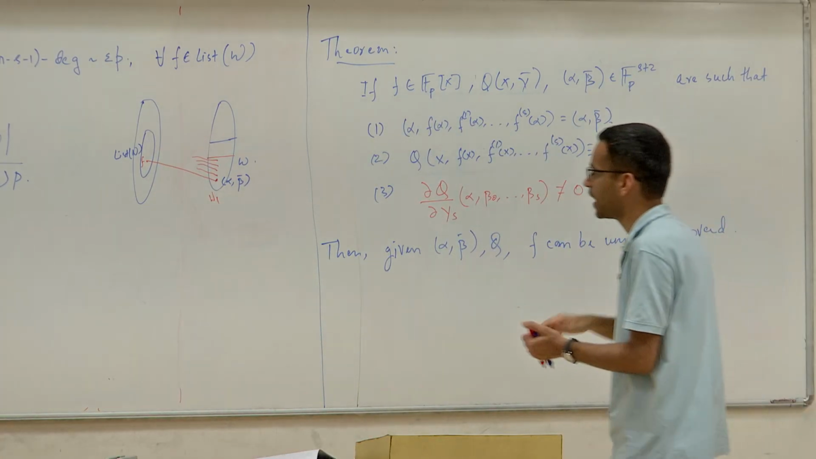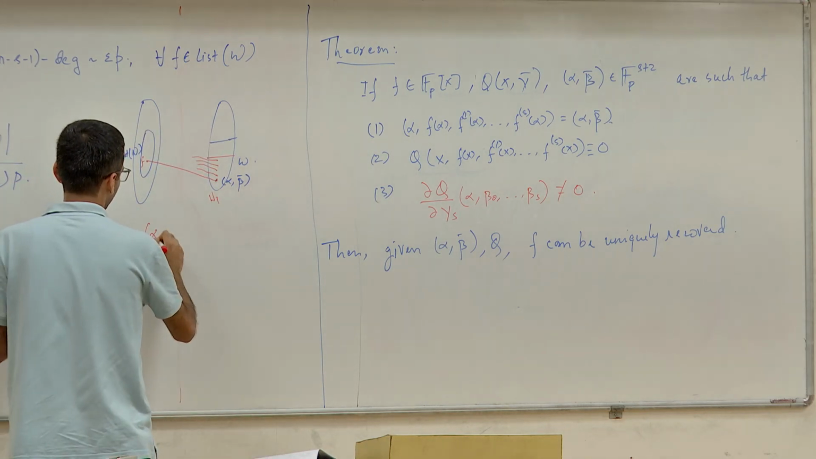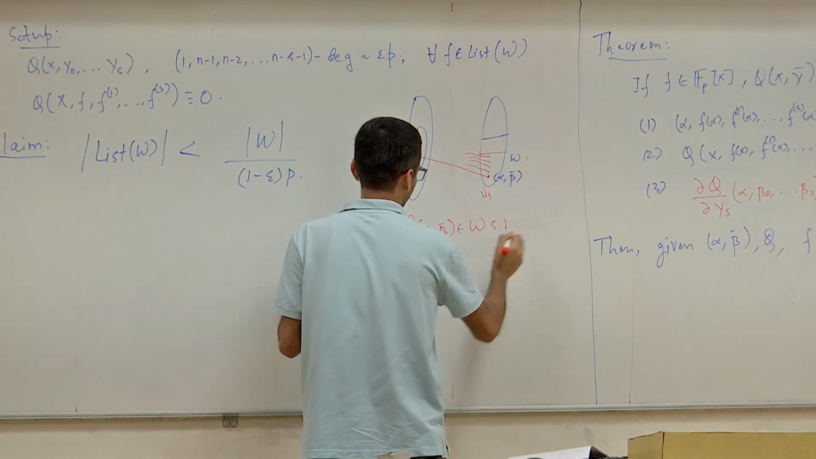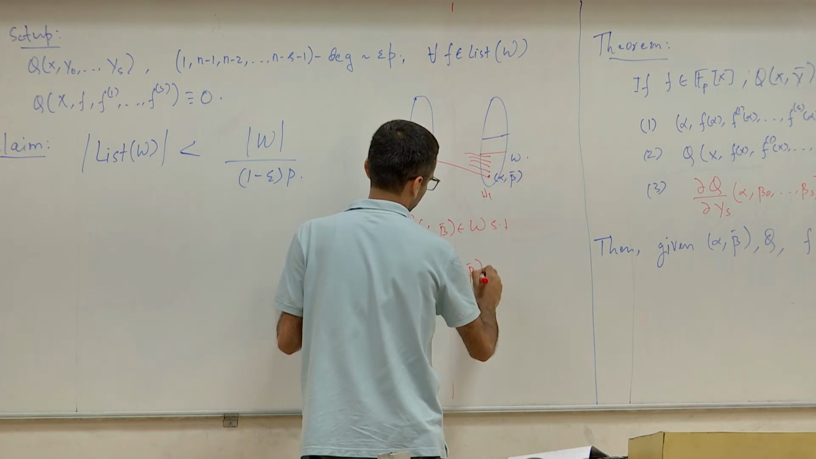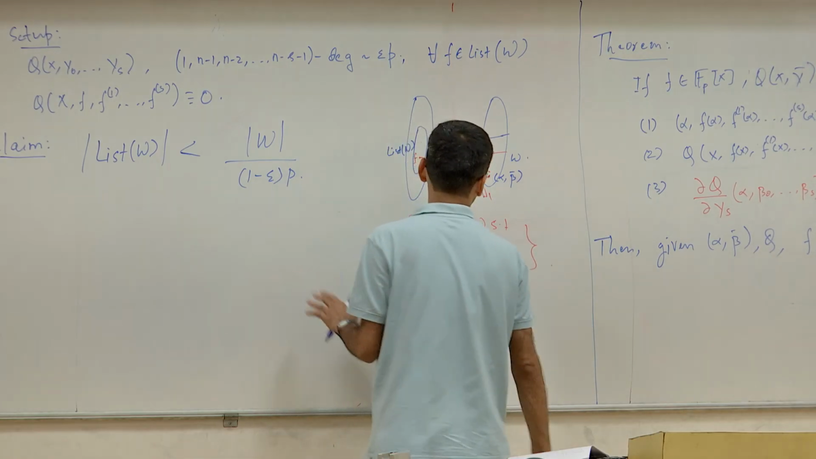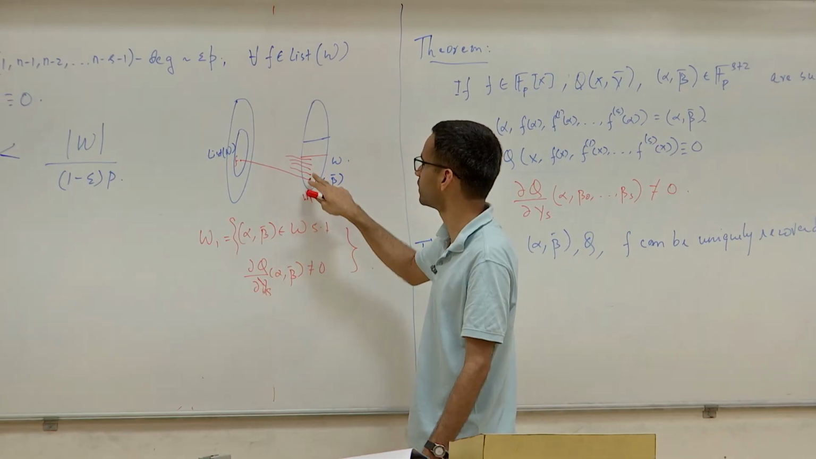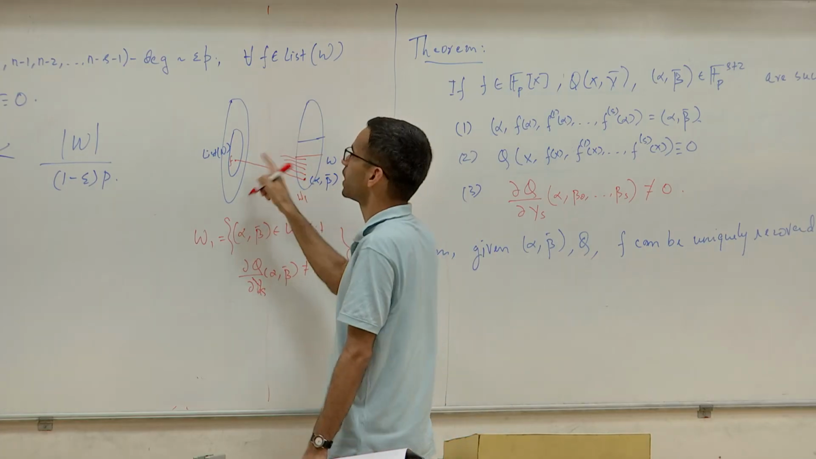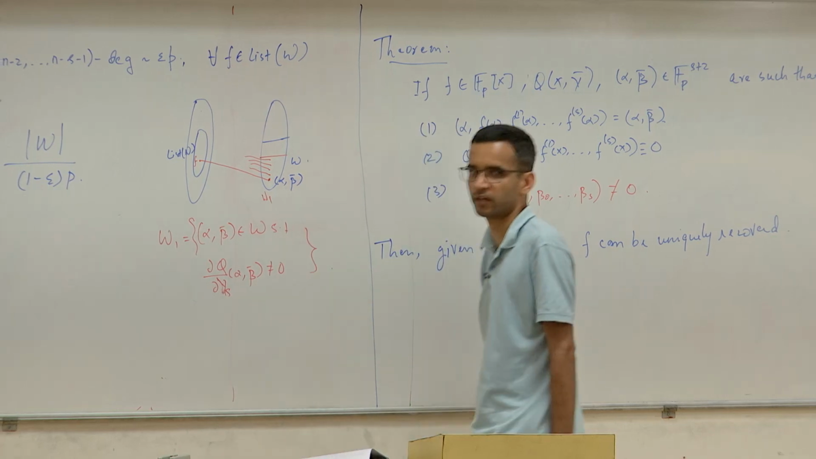Okay, so let's define this set. Let's define W1 to be the set of alpha beta in W such that dQ by dys at alpha beta is non-zero. And this theorem is telling us something about the graph on these points. If you pick points in W1, in the list of W, they have a unique neighbor. They may have other neighbors elsewhere, but in the list of W, they have a unique neighbor.